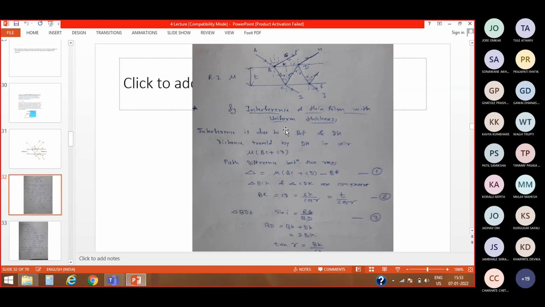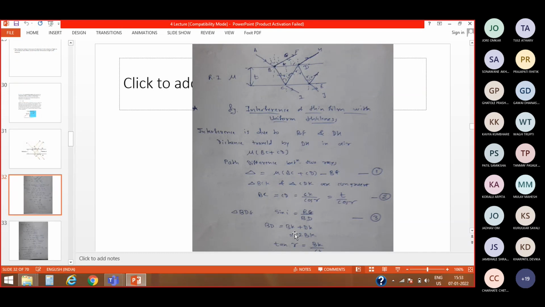In case of triangle BDG, so this is the upper triangle, the triangle above the thin film. So triangle BDG we are considering right now. In case of triangle BDG, sin of i is equal to BG upon BD. So this is i. So sin of i is equal to BG, this line, upon BD, opposite side divided by hypotenuse. So sin of i is equal to BG upon BD.